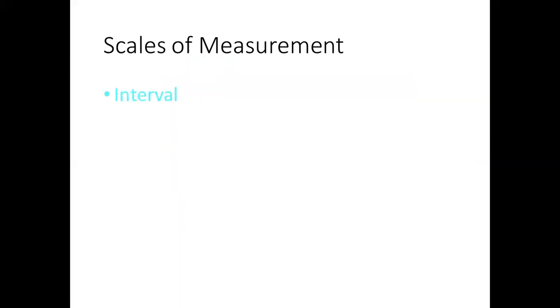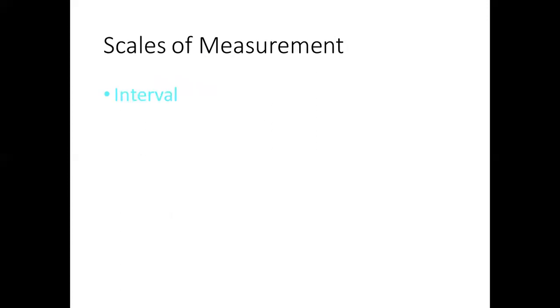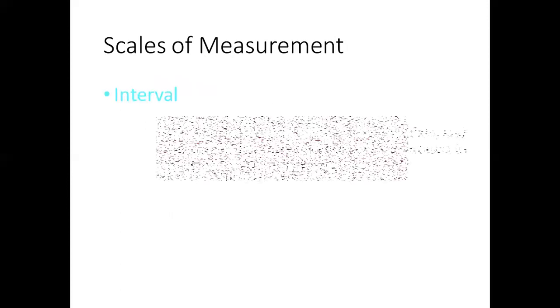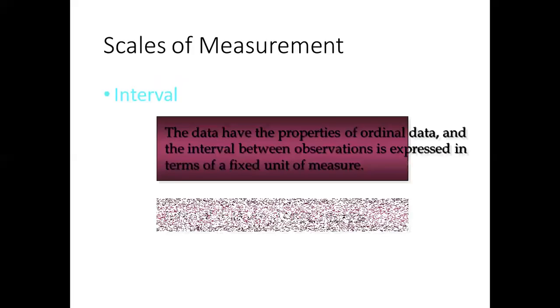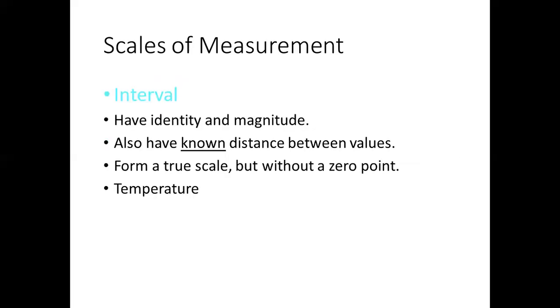So the ordered data has an identity and it has a magnitude, all right? So when you have a magnitude that is ordered, it is an ordinal, all right? Then we also have what we call the interval. Interval data are always numeric, so note that. Interval has an identity and a magnitude. It also has a known distance between the values.